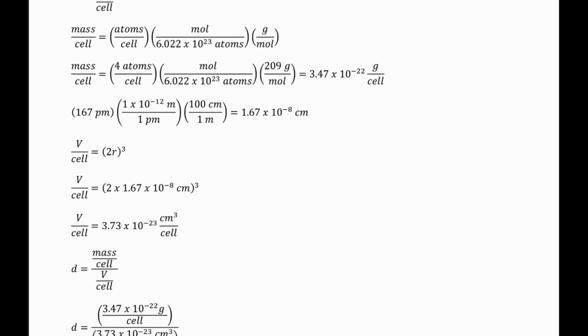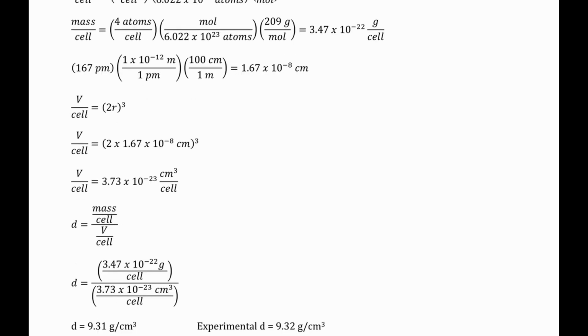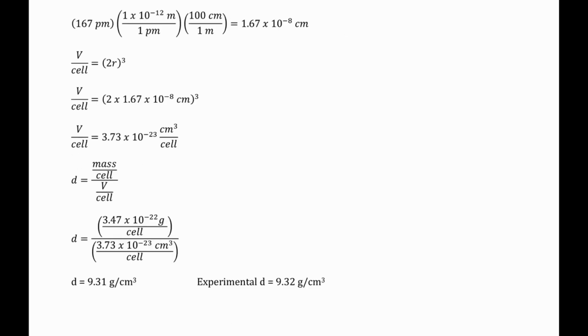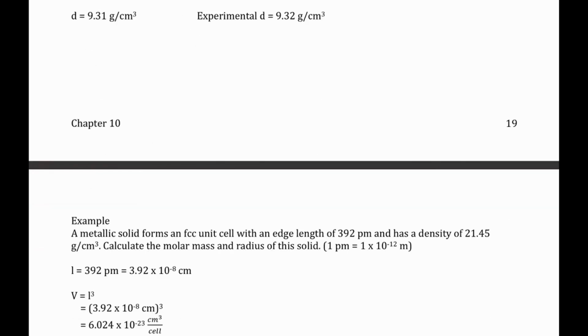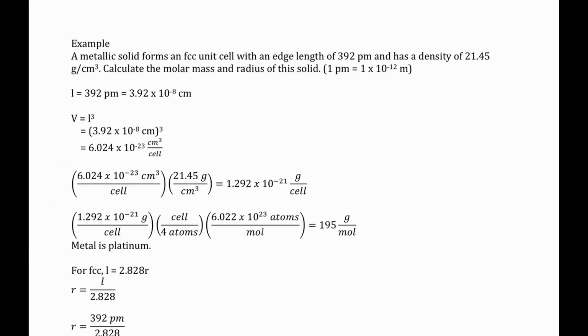Alrighty, now we've got the mass per cell, we have got the volume per cell. So we take our 3.47 times 10 to the minus 22 grams per cell, and we divide by 3.73 times 10 to the minus 23 cubic centimeters per cell, and we get 9.31 grams per cubic centimeter. Experimental value is 9.32 grams per cubic centimeter. And that's wonderful because then we have that close agreement between experiment and theory, and so we can feel confident with our theory, with our approach, with our model.